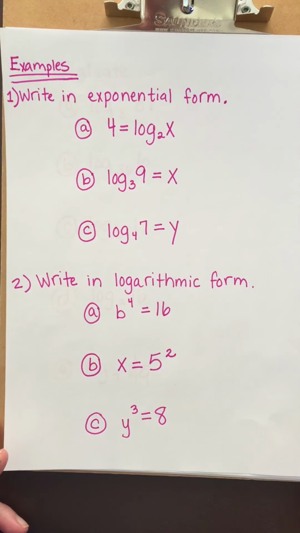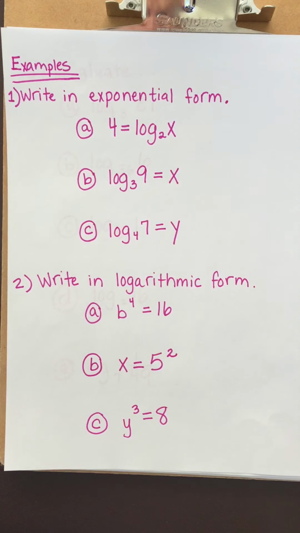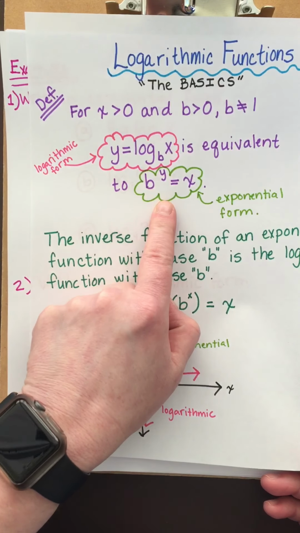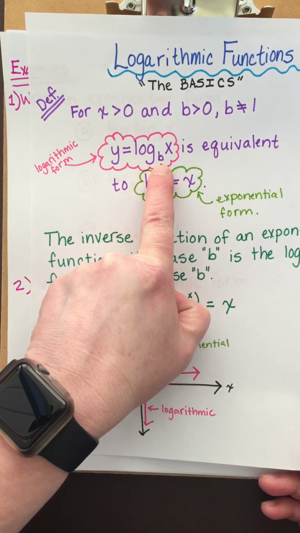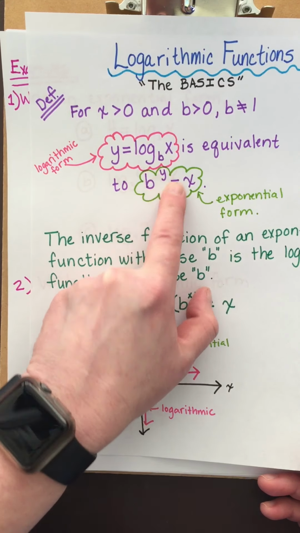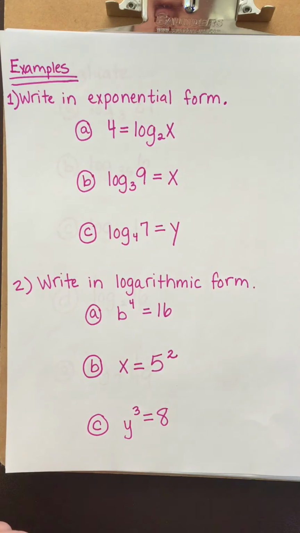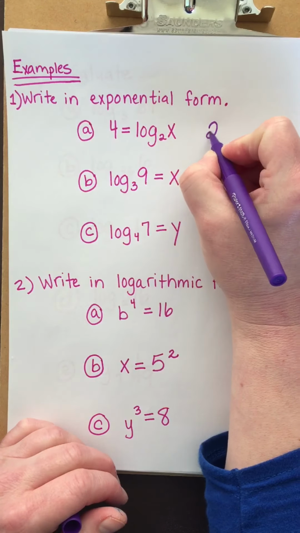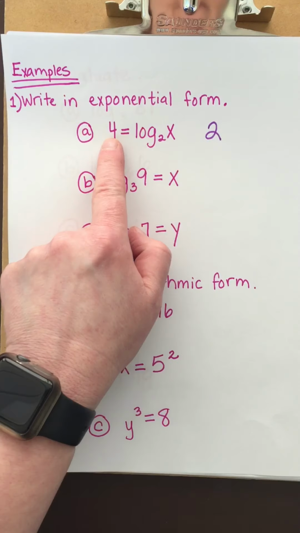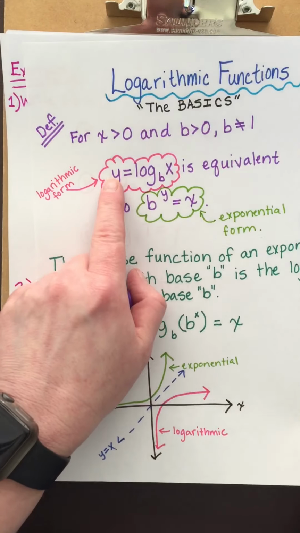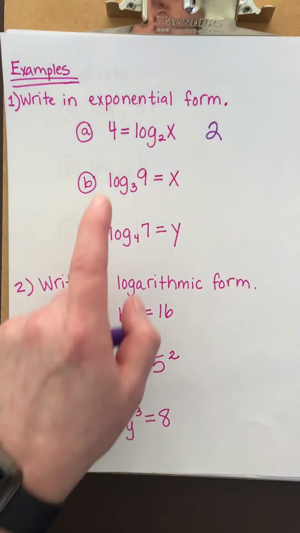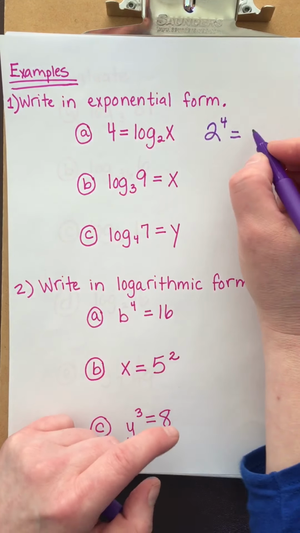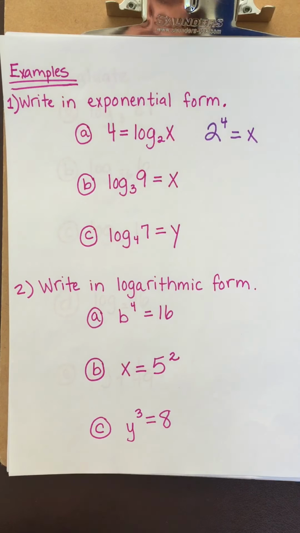All right, so for the first one, we got 4 equals the log base 2 of x. So that would be in this form, and we want to change it to this form. So see, the base of the log is the base of this exponent power here. So 2 is the base. This part, the 4, see here, y is your exponent. So 4 would be my exponent, equals x. Okay? Not too bad, right?